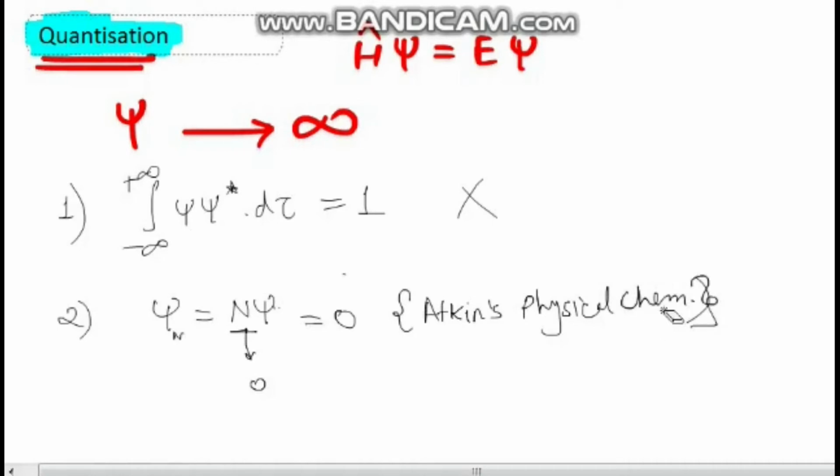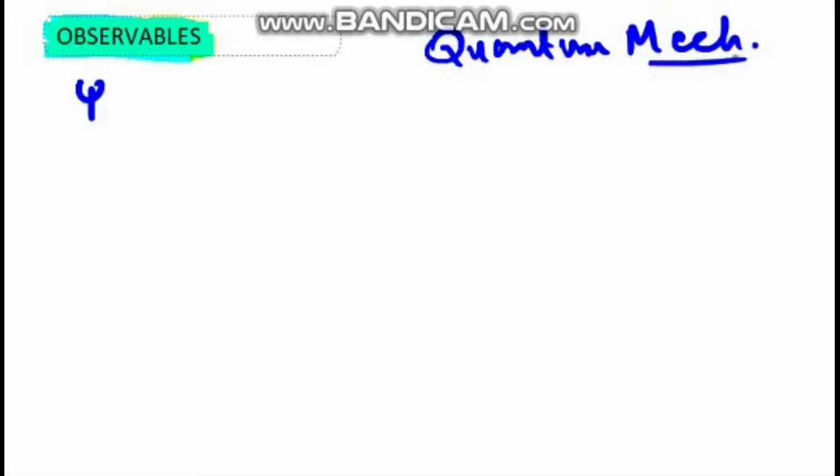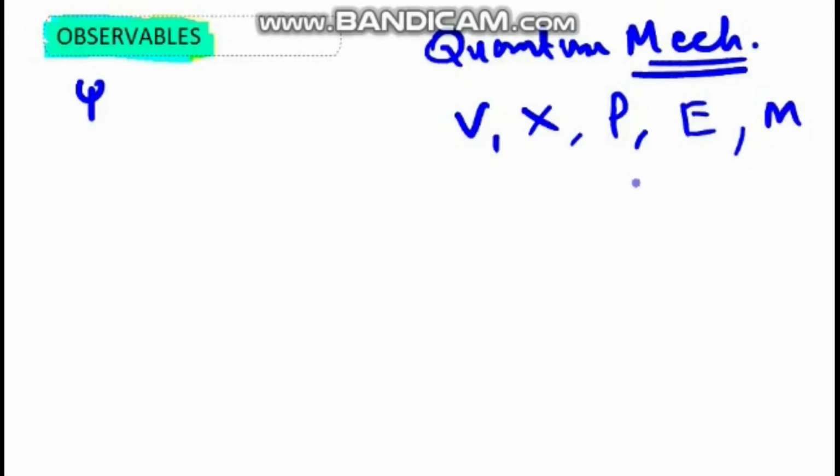Anyway, let's move on. Our next topic is observables. What are observables? We are talking about properties of particles. From the very beginning we are considering that the particles will have some properties described by these wave functions. What kind of properties? As we are reading quantum mechanics, what do we read? We read velocity, position, momentum, energy, mass maybe, and so on. There are many: moment of inertia, magnetic moment, many quantities.